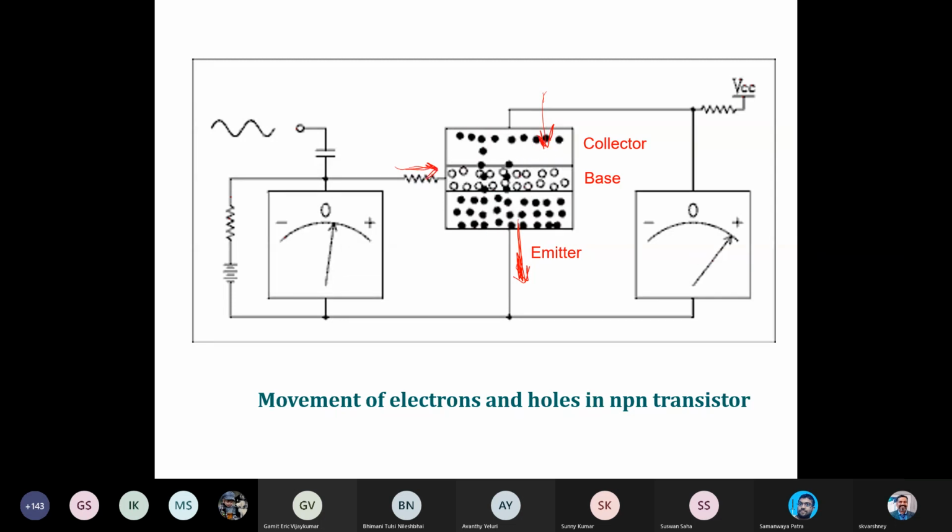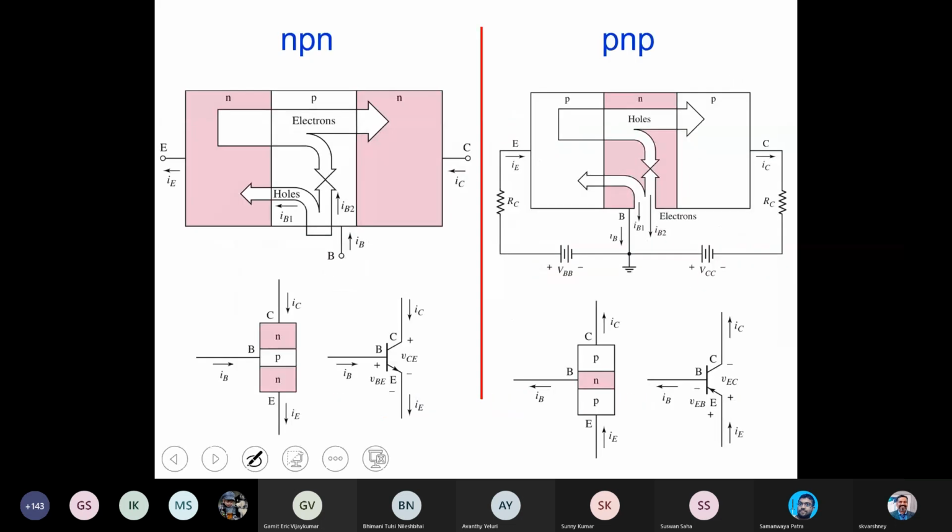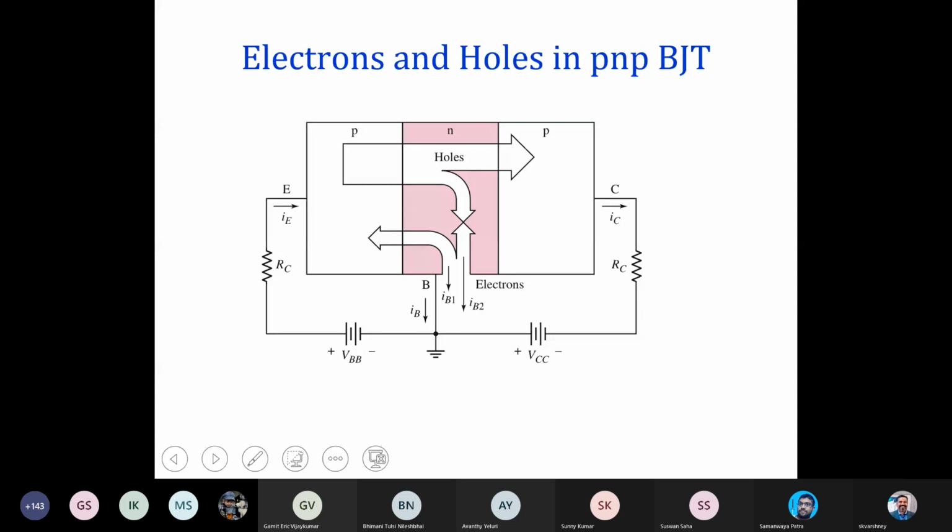So that's for NPN, and in the case of PNP, the phenomenon would be reversed. So I think that will continue later on.